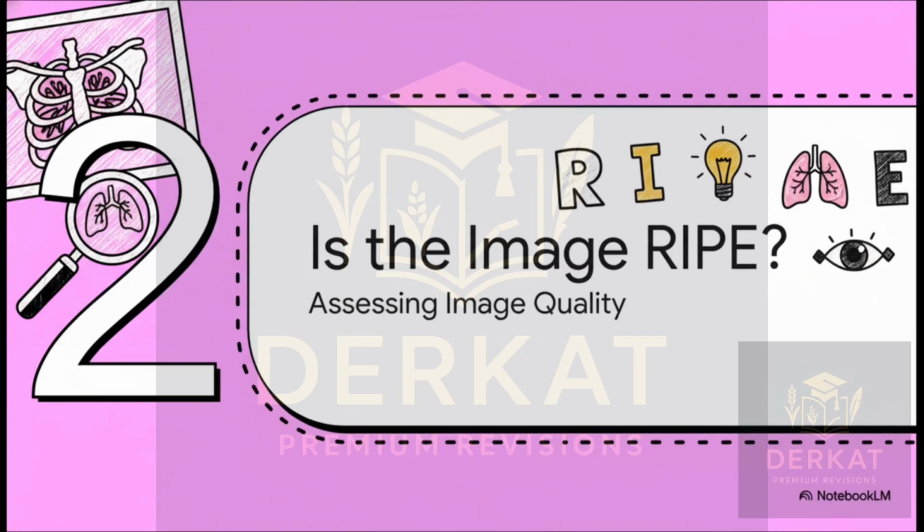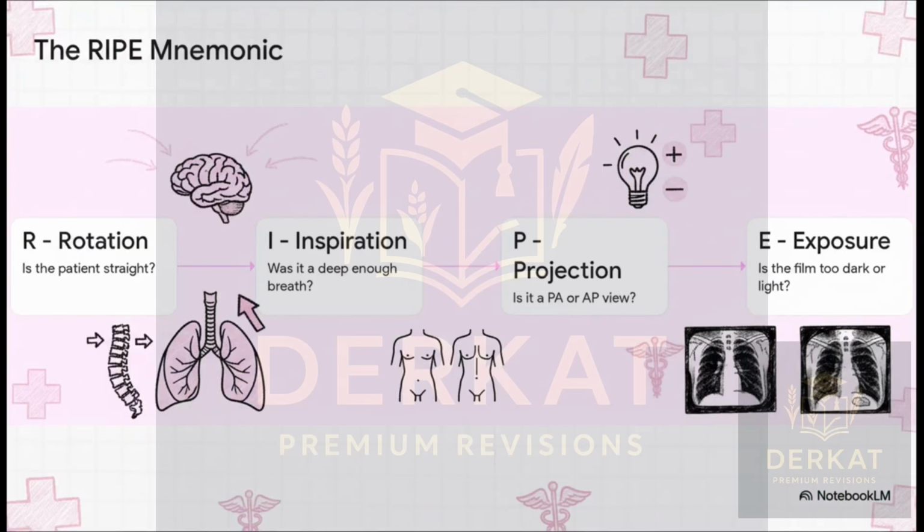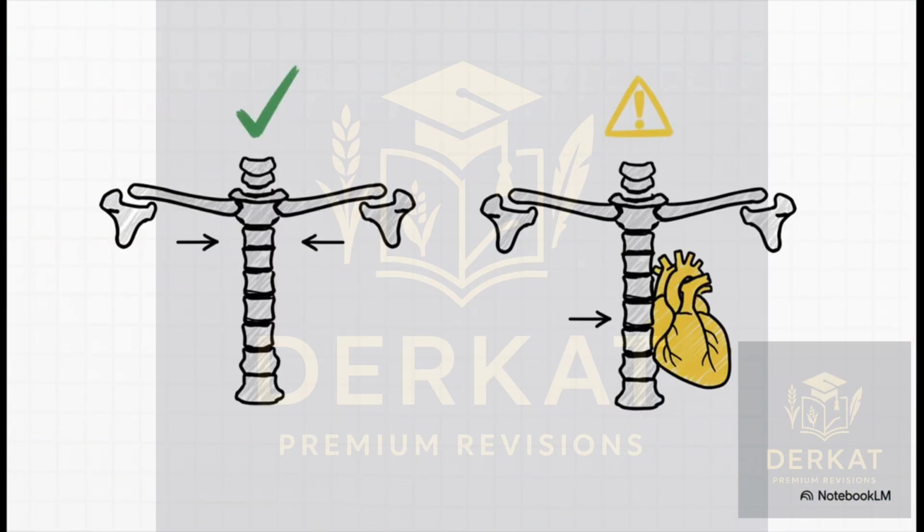All right, details confirmed. Now we have to assess the image itself. Why? Because a poor quality x-ray can literally create pathologies that aren't there, or, even worse, hide ones that are. And to do this systematically, we're going to use a fantastic mnemonic, RIPE. This RIPE mnemonic is your go-to quality control checklist. So let's quickly break down what each of these letters means and why they're so important for getting an accurate read. First up, R is for rotation.